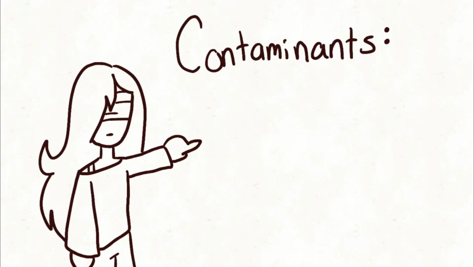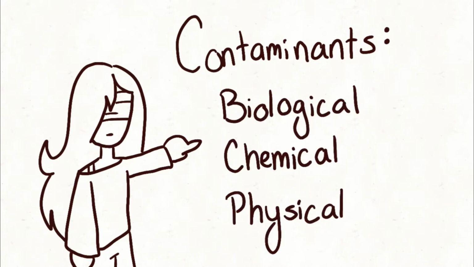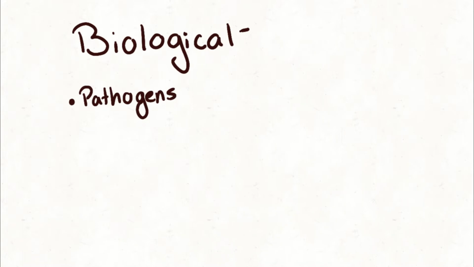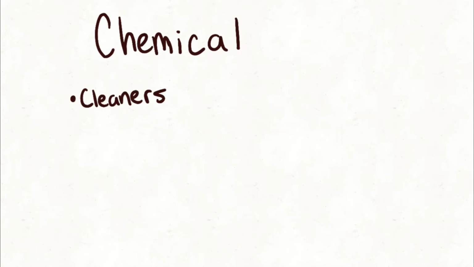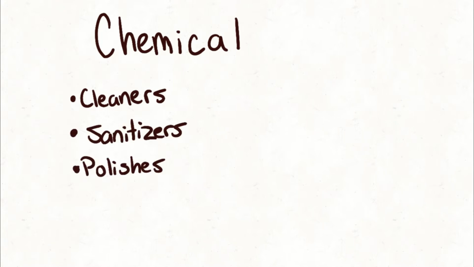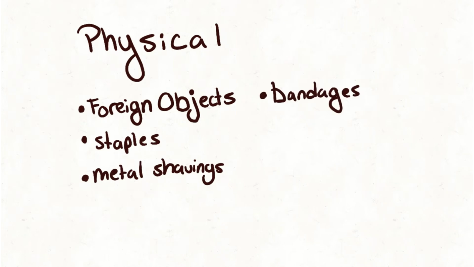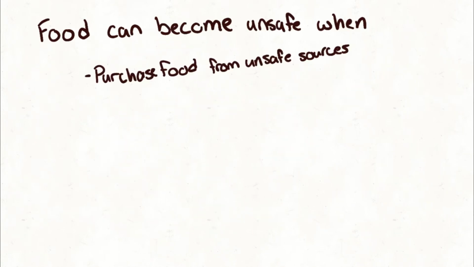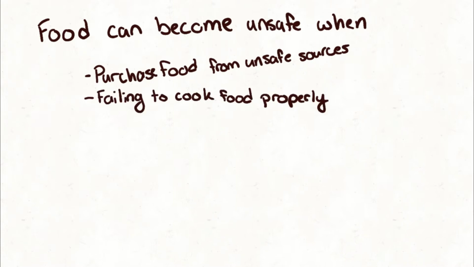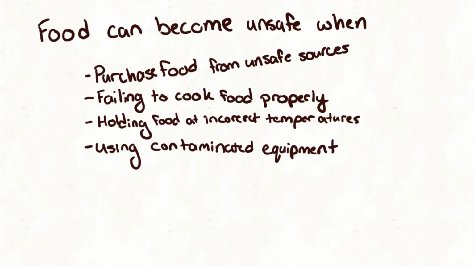There are also different types of contaminants. There are 3 main ones: biological, chemical, and physical. Biological includes pathogens, viruses, parasites, fungi, and bacteria. Chemical is in the range of cleaners, sanitizers, and polishes. Physical is foreign objects such as staples, metal shavings, bandages, glass, dirt, bag ties. Food becomes unsafe when you purchase food from unsafe sources, fail to cook food properly, hold food at incorrect temperatures, use contaminated equipment, and have poor personal hygiene.